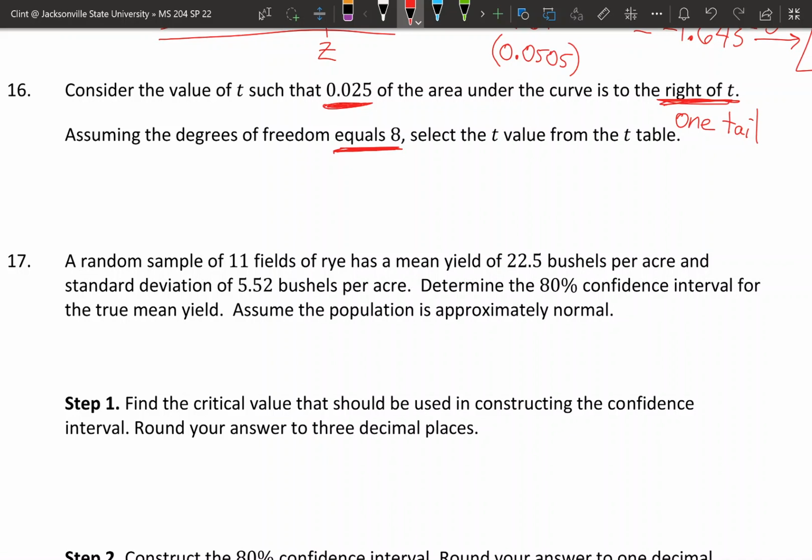So on these, since we've been in the habit of having to calculate degrees of freedom, just realize it already gives you degrees of freedom. You don't have to subtract here. So we want, go to table C, we want 0.025 in one tail. That's the middle column. 8 degrees of freedom. Our critical T here is 2.306. Well, we've had quite a bit of practice with those.